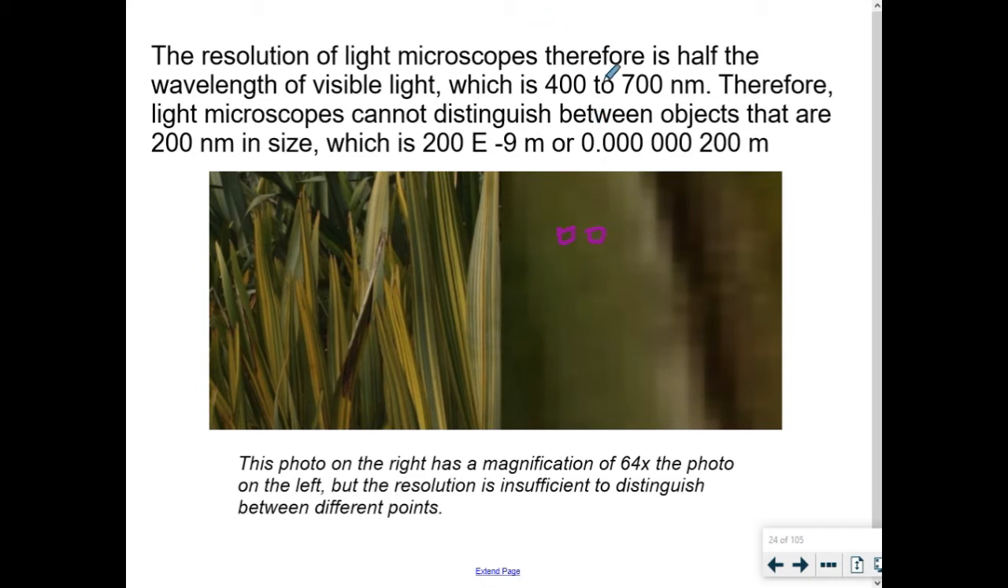So here's the math behind it. Since wavelengths of light go from 400 to 700 nanometers, and Abbe discovered that we can only see things that are half that big because we see with light, light microscopes can only distinguish to about 200 nanometers in size. Does that make sense? Because 200 is take 400 and cut it in half. And just for some practice in physics, what is 200 nanometers? An n, standing for nano, is times 10 to the minus 9. And if you want to write that out, it's this number right here, 0.000000200 meters. That is as small as a light microscope can be.